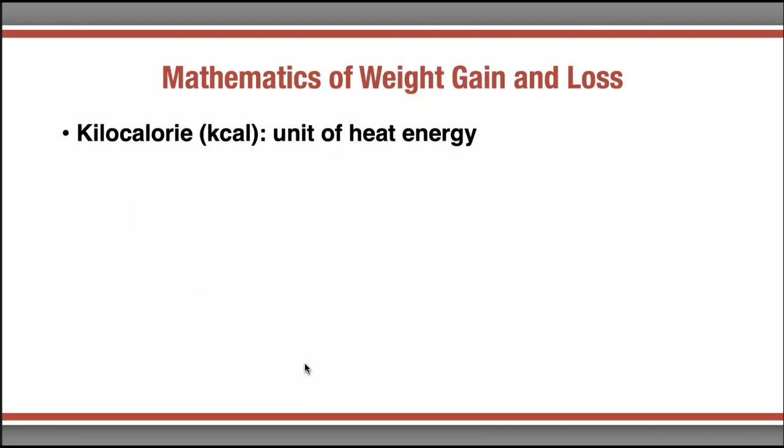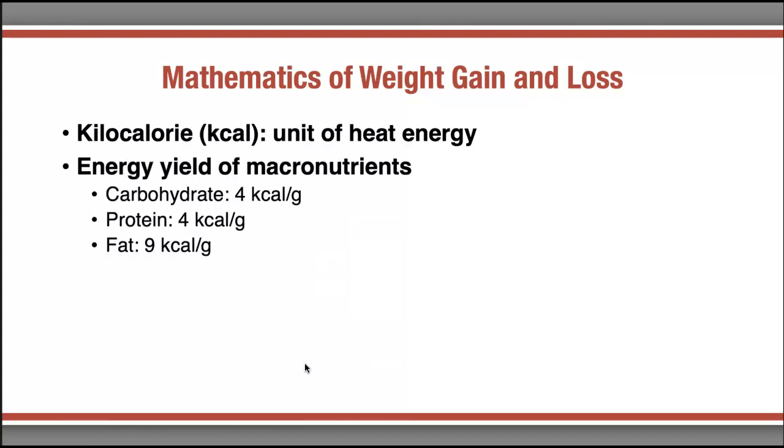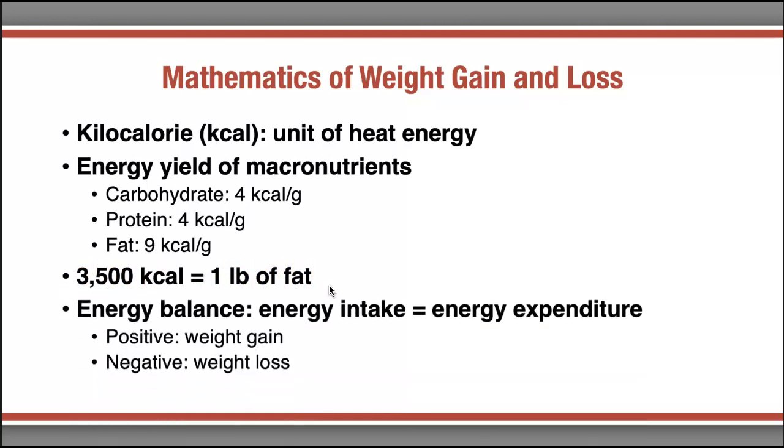So a kilocalorie, or kcal, is a heat energy. To design an energy weight loss or gain program, you need to be able to calculate how many calories they are using compared to how many calories they're eating, and how you would recommend they do that. It's usually measured with carbs and proteins at 4 kcals per gram, and fats at 9 kcals per gram. And 3,500 kcals would be 1 pound of fat. So an energy balance is your intake plus expenditure. A positive would be a gain and a negative would be a loss.